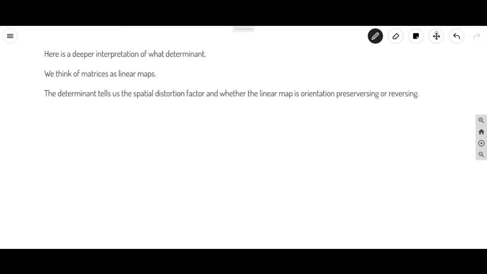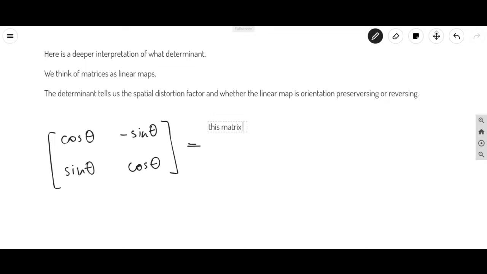Okay, so for example, let's look at this example. If you look at this matrix, cosine theta, minus sine theta, sine theta, cosine theta, if you recall what this was, this matrix acts as a linear map by rotating vectors by an angle of theta. Call this matrix A.